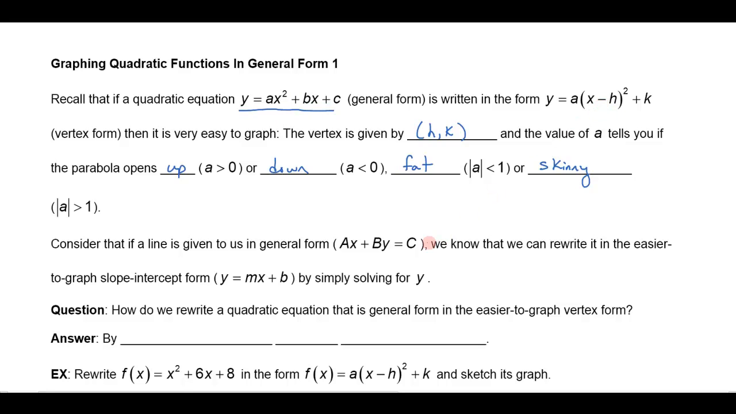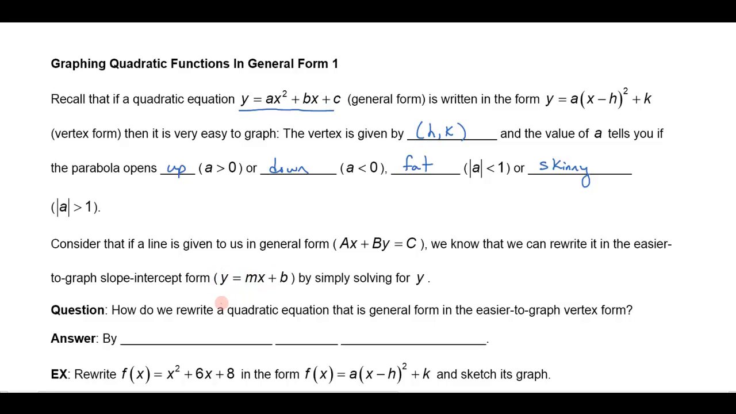Now you might relate this back to what we learned about lines. You remember that the general form of a line is ax plus by equals c, and if I write that in the form y equals mx plus b, in other words, if I just solve this equation for y, then I can look at the coefficient of x and figure out what the slope is, and I know this b is the y-intercept. And then if it's in this form, it's really super easy to graph.